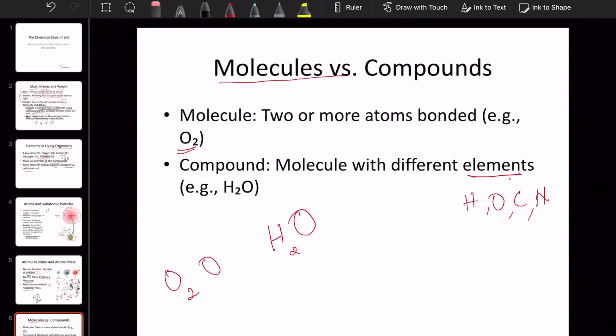Then we're going to see molecule versus compound. A molecule is two or more atoms bonded. For example, oxygen. You always see atmospheric oxygen like this. A compound is a molecule with different elements. Water is an example, we just saw that.